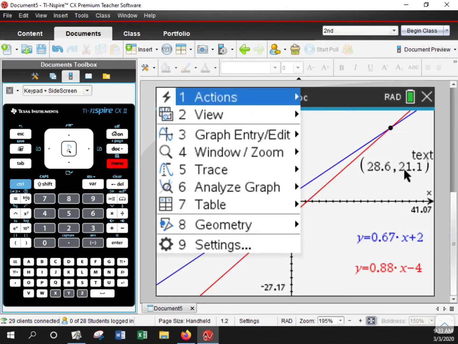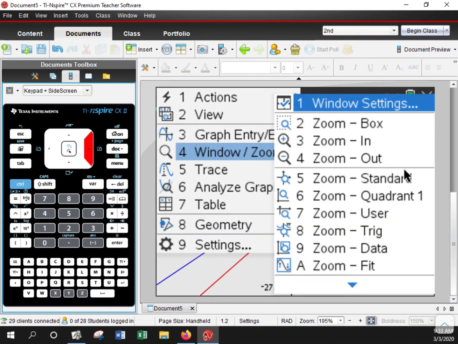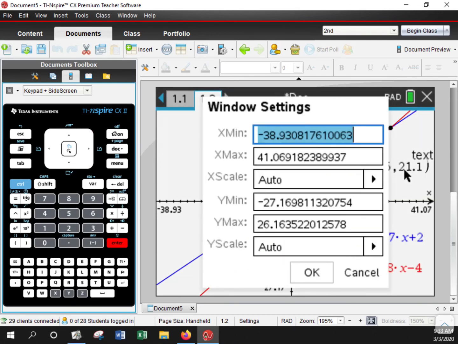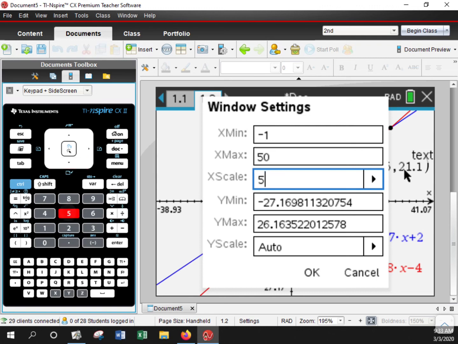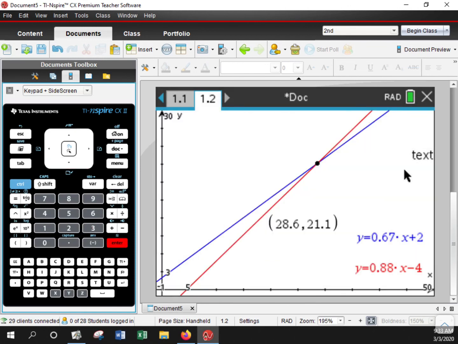But I could also go Menu, Window Zoom, and choose number 1, Window Settings, and actually adjust. The x min is how far left you go. The x max is how far right you go. The x scale is your tick marks. If it does it by auto, generally it's by tenths, but if I wanted to count by fives, I could tell it to. Again, I can adjust my window as needed so I can see things better, because sometimes that's how I need to see it and understand it.